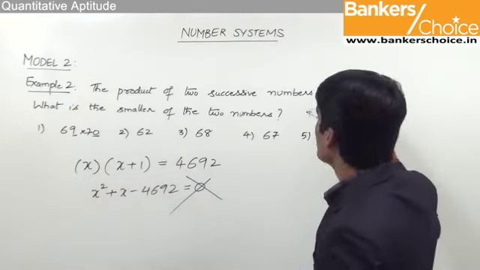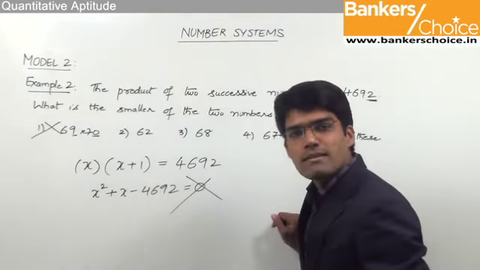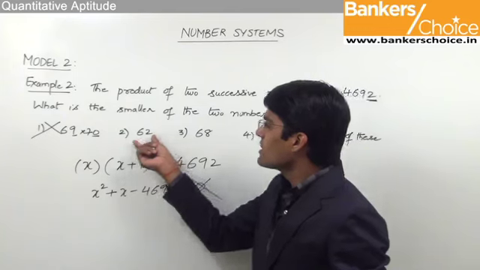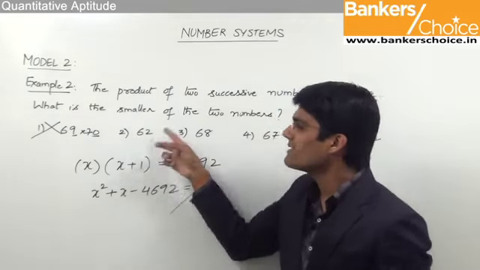But the given product here ends with 2. So very clearly, option number 1 cannot be the answer. Similarly, if you look at option number 2, it says the answer is 62. That means the smaller number is 62.